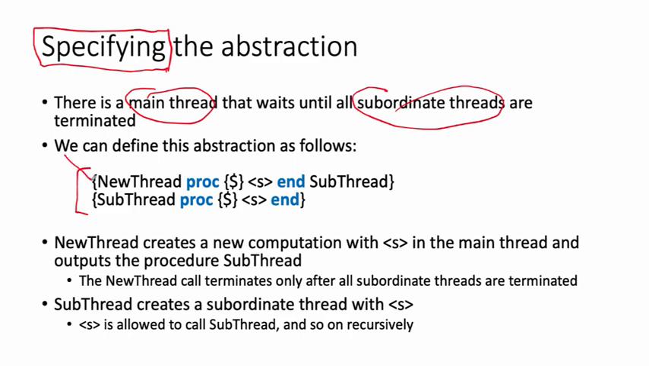So we can define it as follows. We have a procedure called new thread. It runs in the main thread, and it runs this instruction S. S can do anything. And then there is another procedure called subthread that creates the subordinate threads. This is actually an output of new thread.